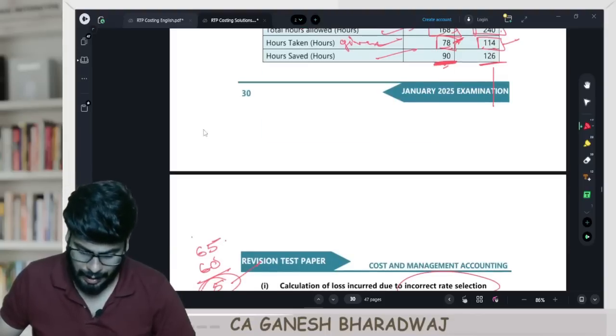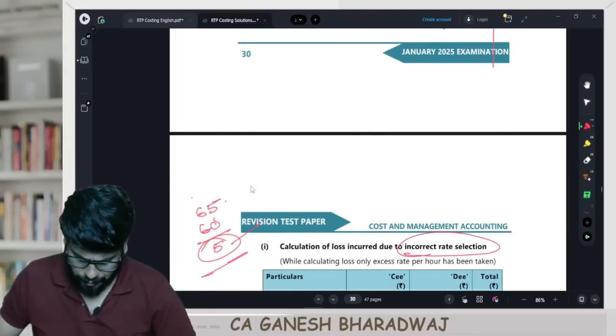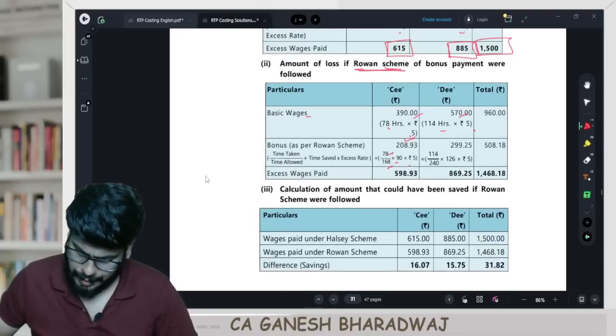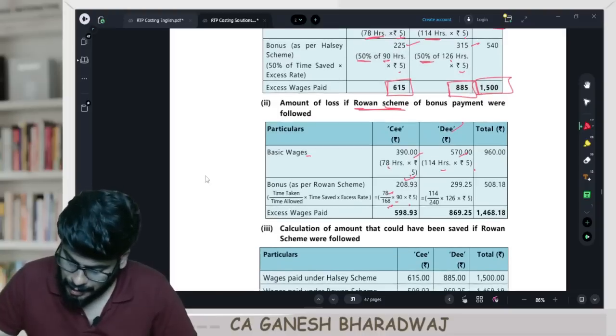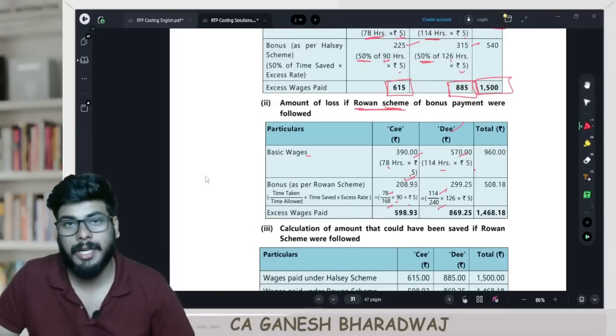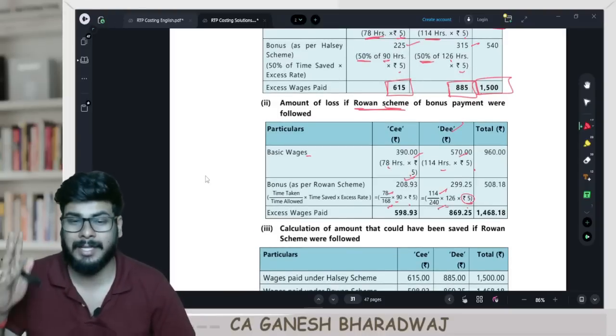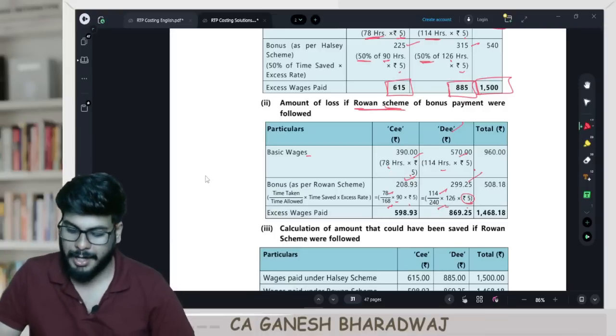That's about it. Nothing great here. Fine. So now, similarly, for D, how much is that going to be? It's going to be 114 upon 240 into 126 into the incremental extra 5 rupees that they are paying. It's going to be 299.25.